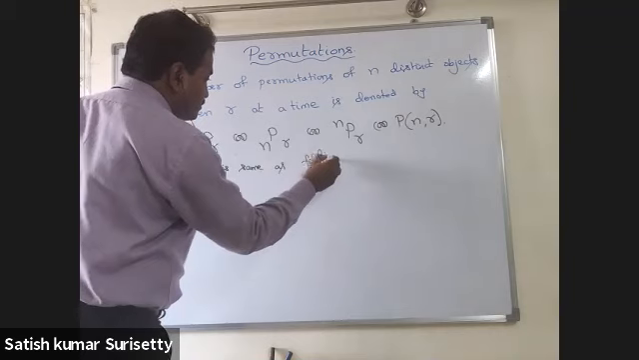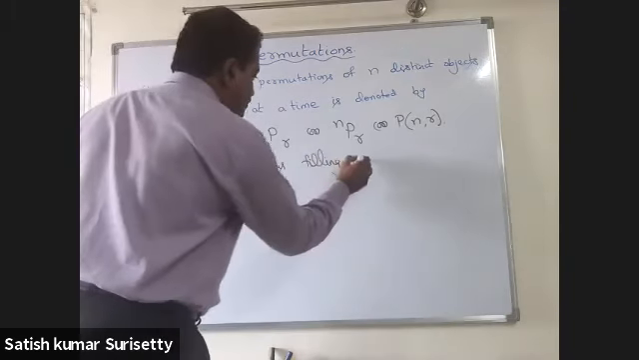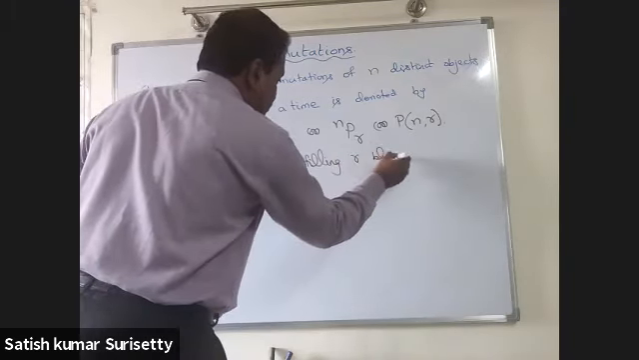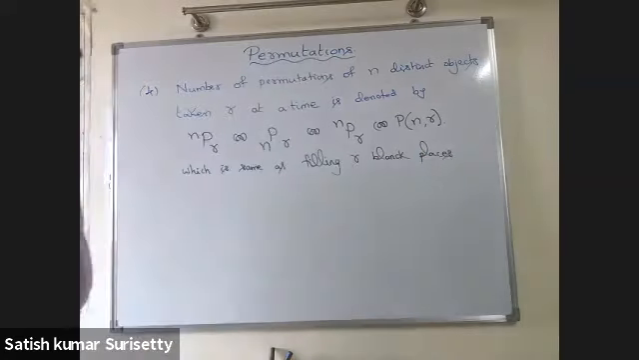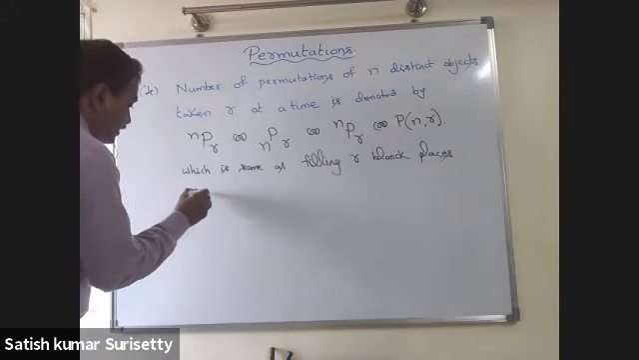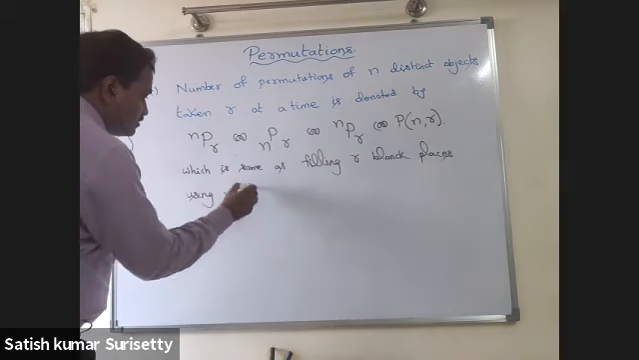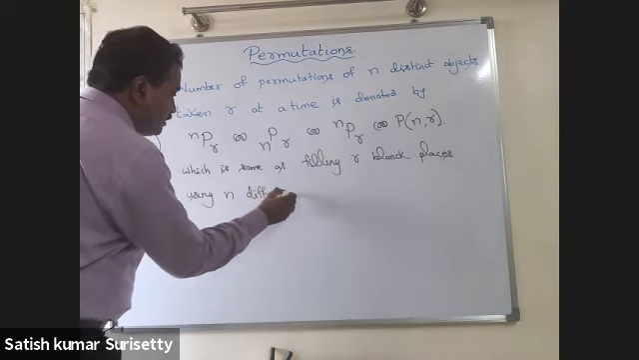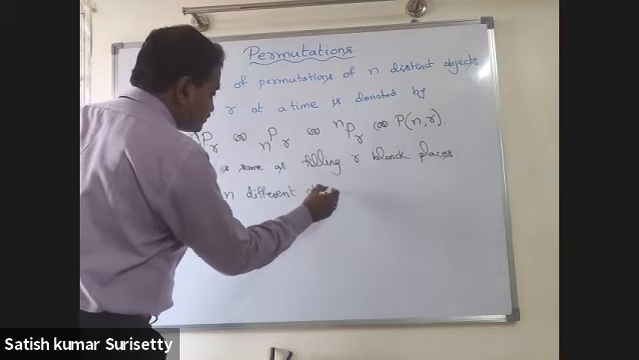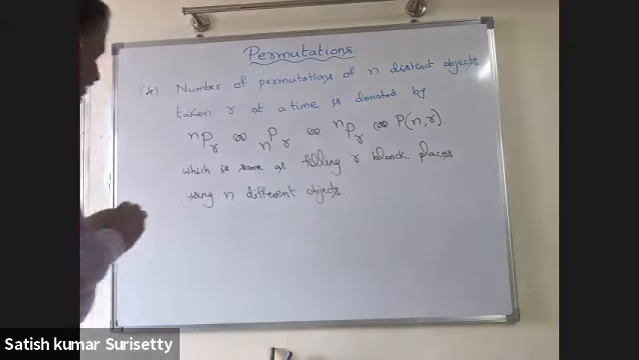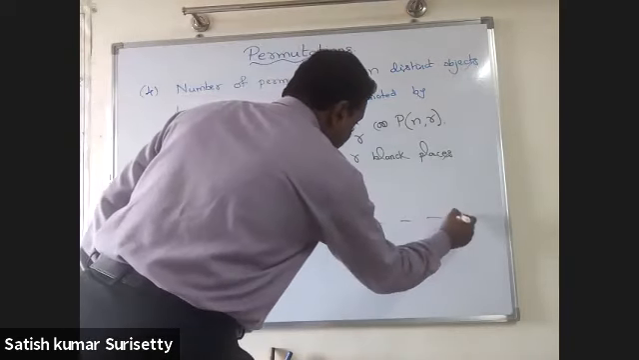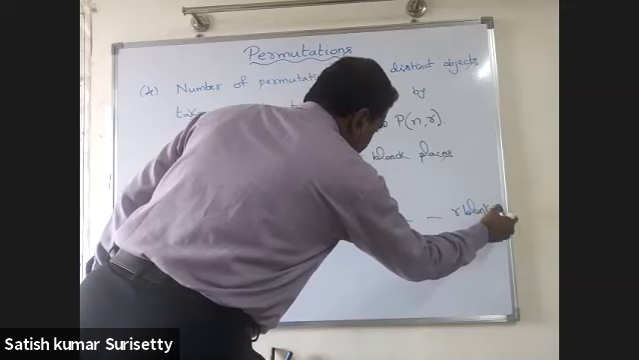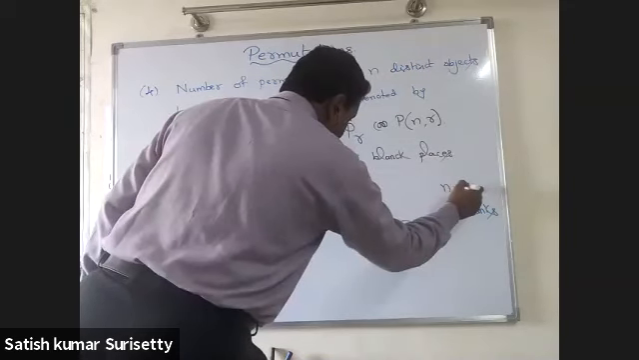which is the same as filling r blank places, which is the same as filling r blank places using n different objects. So we are having r blanks and available are n different objects.